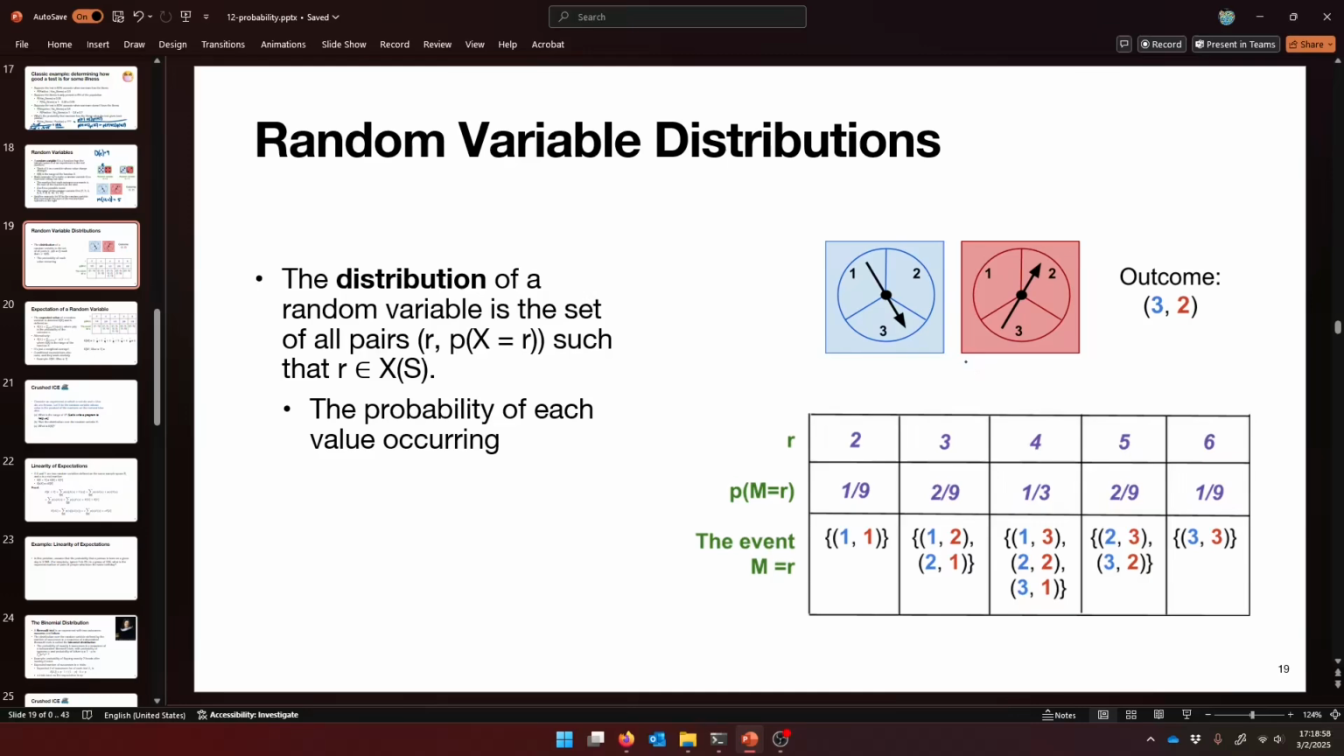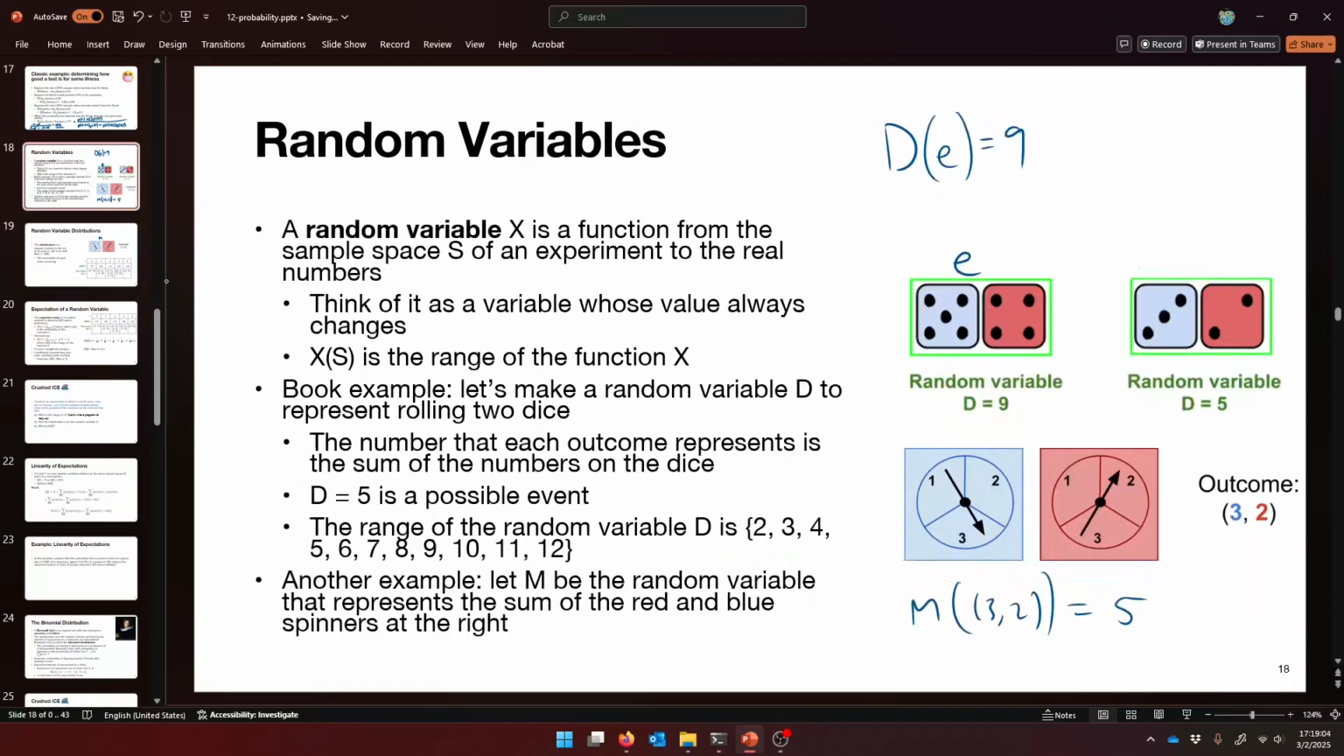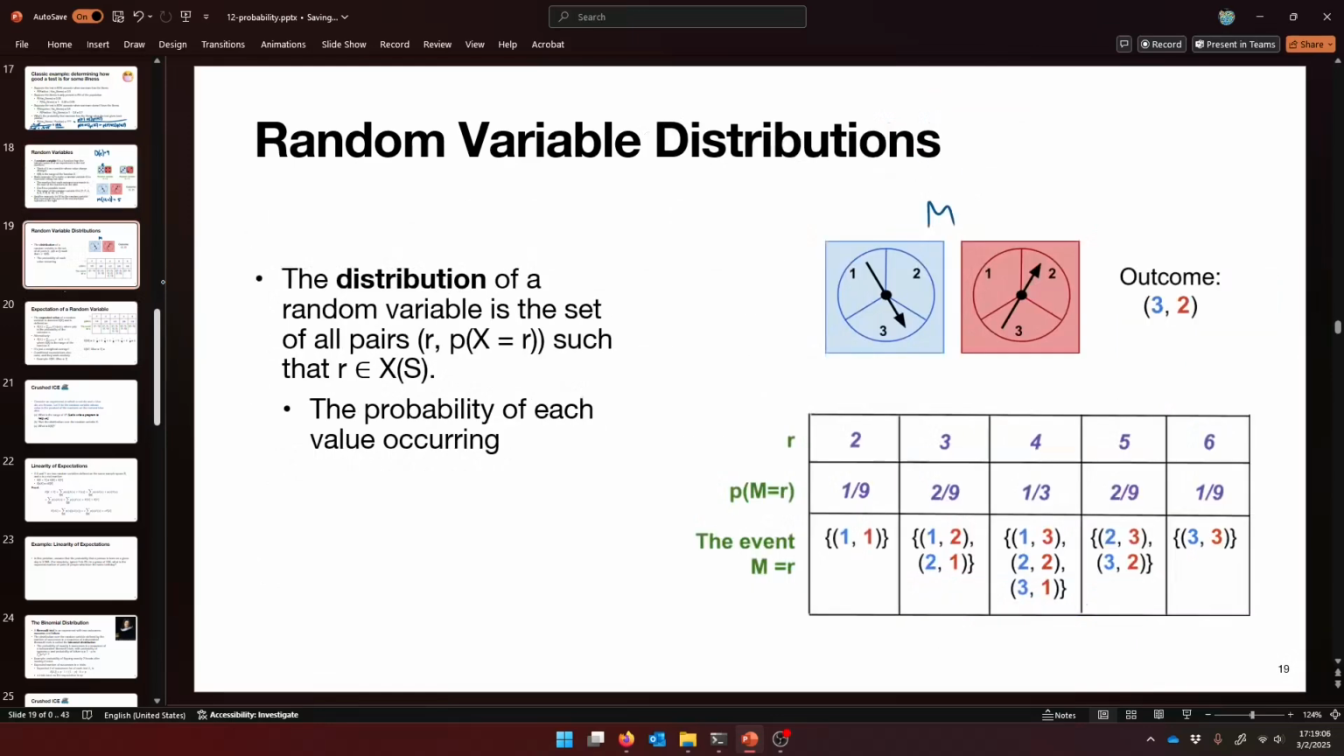So you've got a random variable that talks about the sum of two spinners. What are all the different values? What's the range of this random variable? M could be 2, 1 plus 1, all the way to 3 plus 3, so 2 to 6. And what are the probabilities of each of those? What are the ways that the random variable gave back a 2? There's only one way: the blue and the red spinner had to have both landed on 1. Does that make sense? Those are the ways for M to have given back 2.